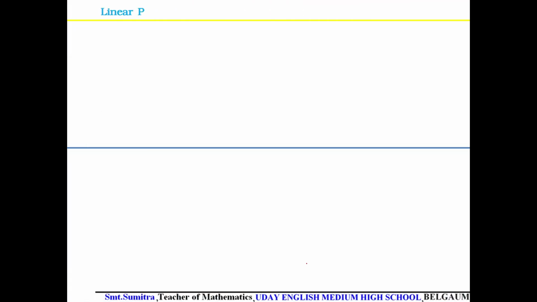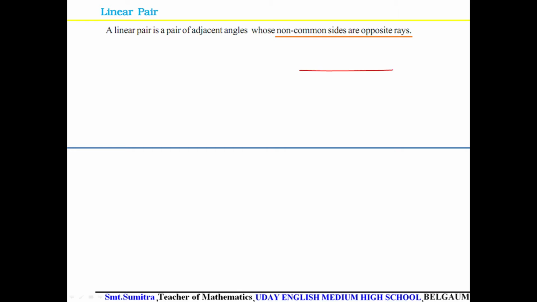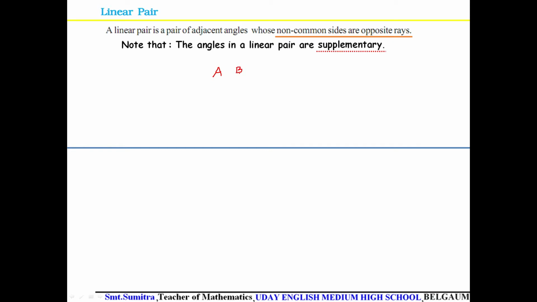Let us study linear pair. What is a linear pair? A linear pair is a pair of adjacent angles whose non-common sides are opposite rays. So here these two angles form a linear pair, whose sum is equal to 180 degrees. Note that the angles in a linear pair are supplementary. If I want to say angle A and angle B are a linear pair, then A plus B must be equal to 180 degrees.